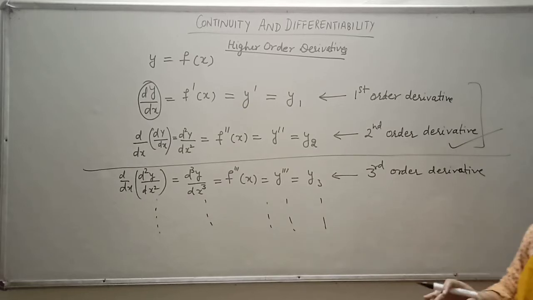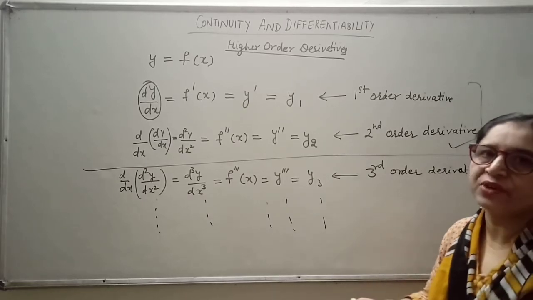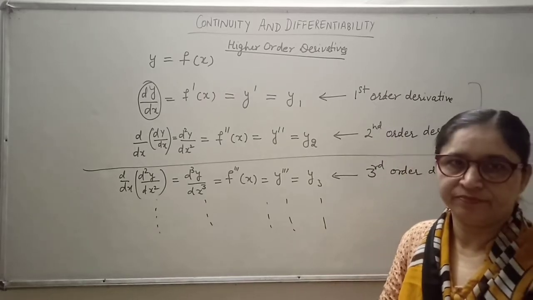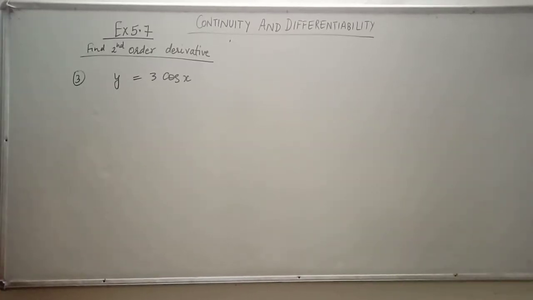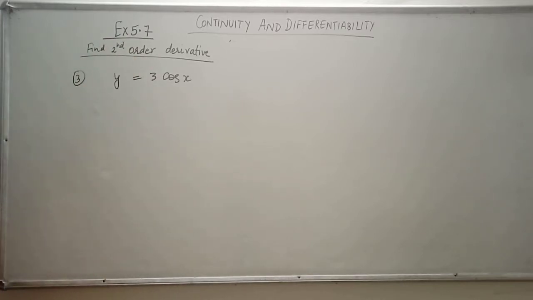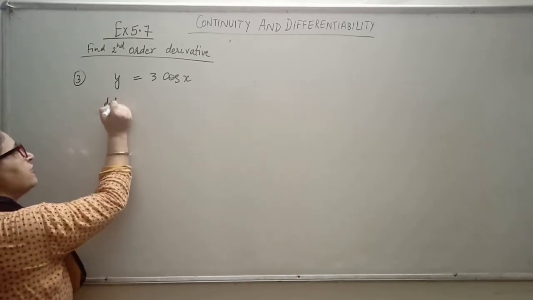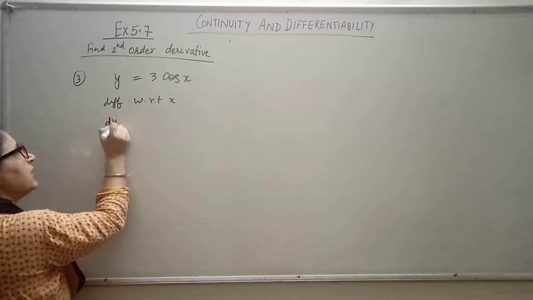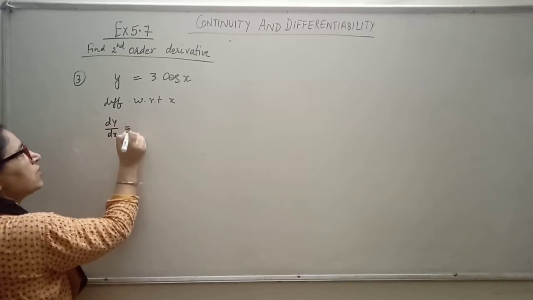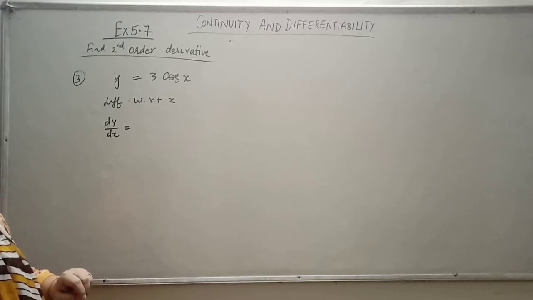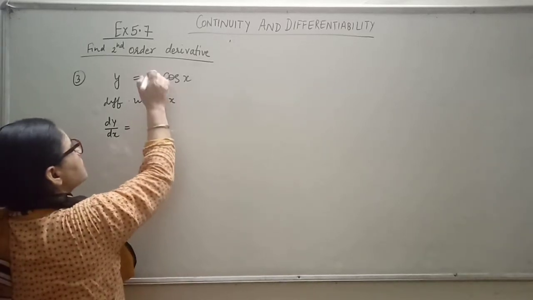And today I am going to start sums of exercise 5.7 of the NCERT book. Students, I have written the third question of your exercise 5.7. In this, we are to find out the second order derivative. So first of all, we will differentiate it with respect to x to get the first derivative. So it becomes dy by dx is equal to, this is x cos x.